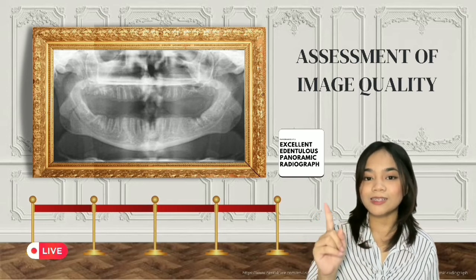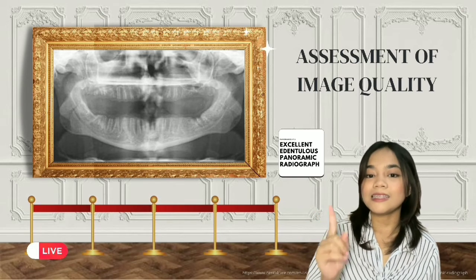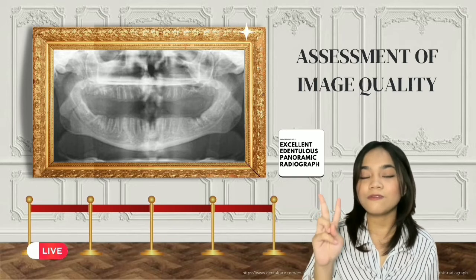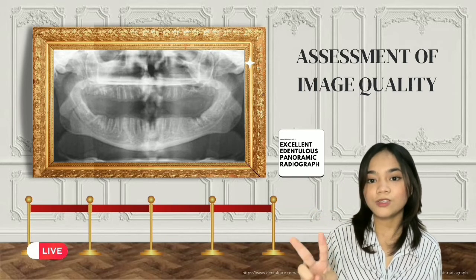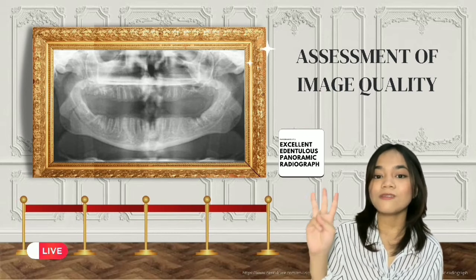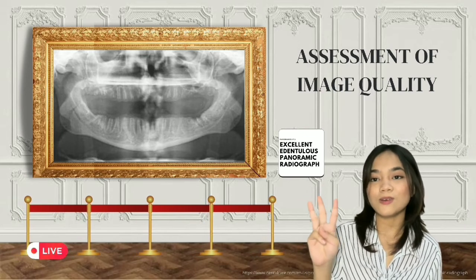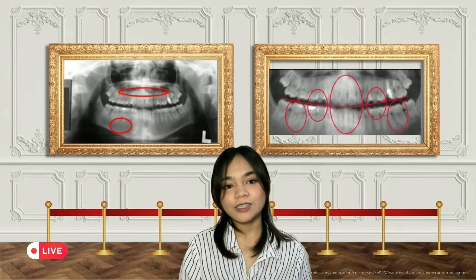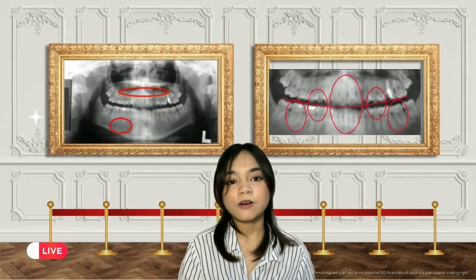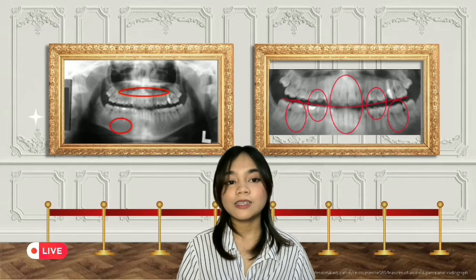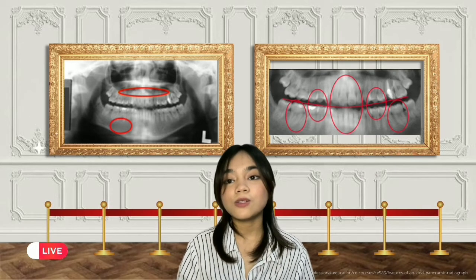First one is comparison of the image against ideal quality criteria. Second is subjective rating of image quality using published standards. Third, detailed assessment of rejected films to determine the source of errors. We use ideal quality criteria no matter the type of image receptors used. So here are some of the quality criteria that we will have to follow or assess.